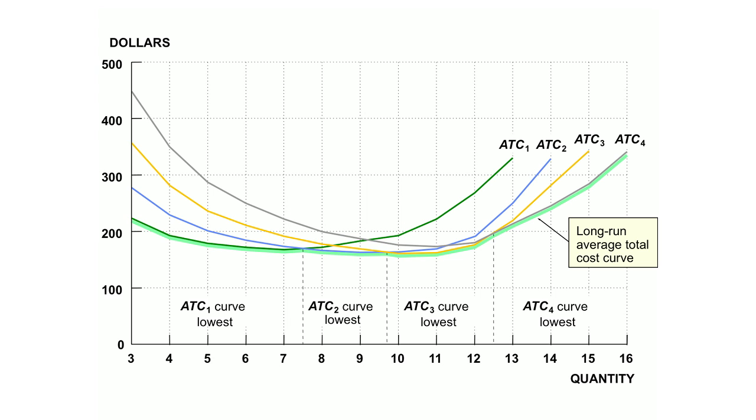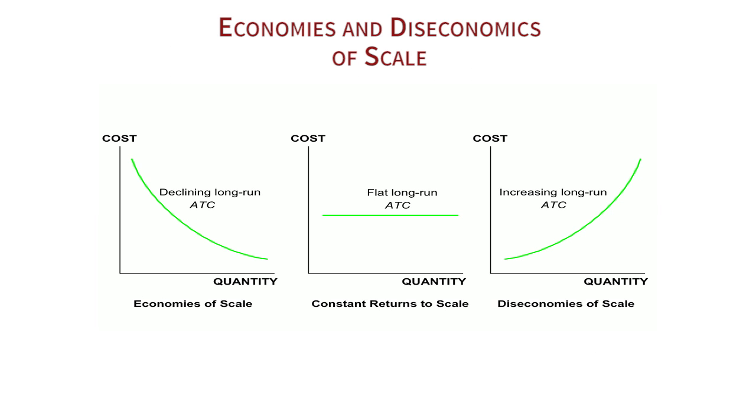Now this curve has some interesting characteristics which economists like to refer to as either economies of scale or diseconomies of scale. The word scale is being used because we're considering different scales, sizes of the firm.